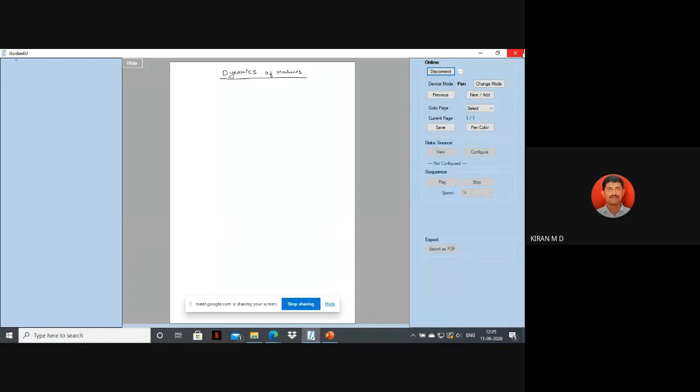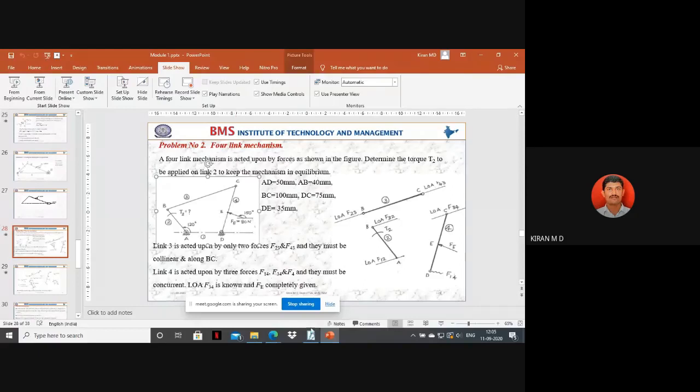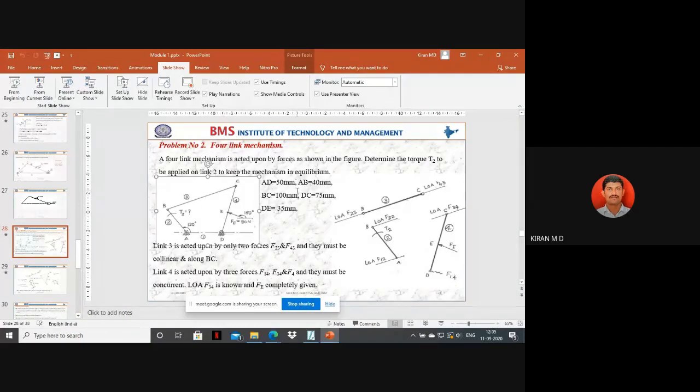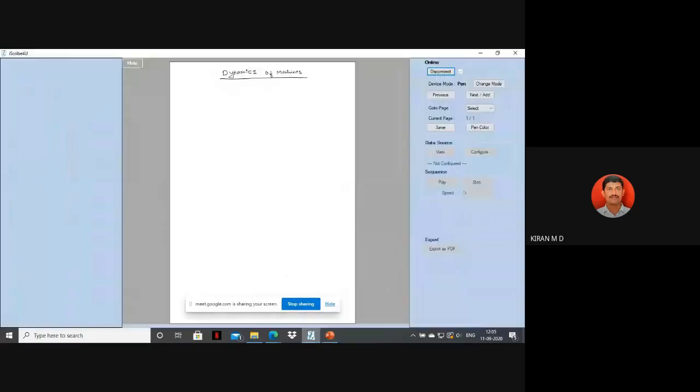Now I will draw the configuration diagram as per the scale we have in the slide. In this slide we have the figure. This mechanism I will draw as per scale. The dimensions are 50, 40, 100, 75, 35, so I can use a 1:1 scale. First we will draw the fixed link. This is point A, then point D. This AD length is 50 mm, and we have another link AB, 40 mm.